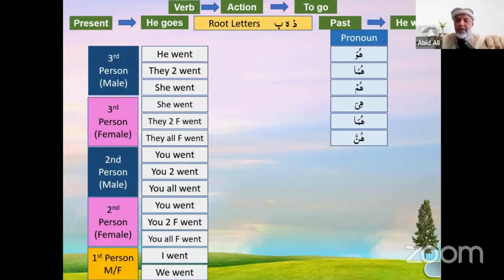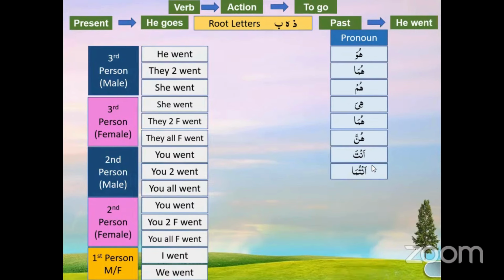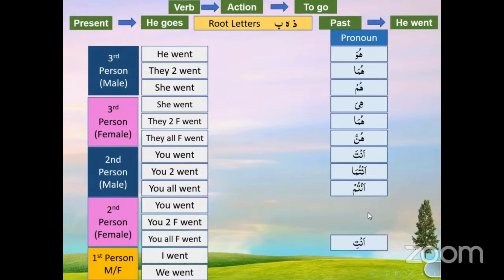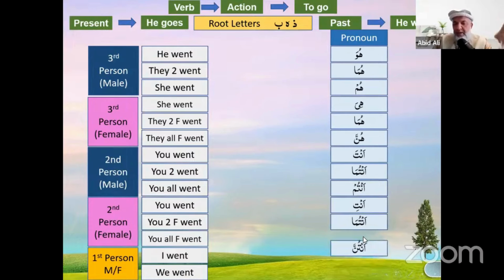Good. For the second person, the male is anta. Antuma for two. Okay. So let me say it. You just stay quiet and just listen to me. Just say yes or no. So the second person for all of you male is antum. For the female is anti and antuma and then antunna. For the I, is it ana?